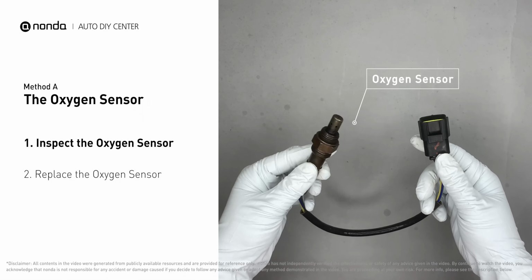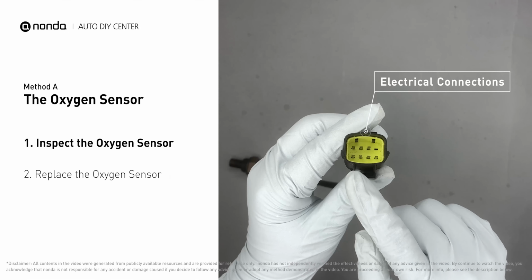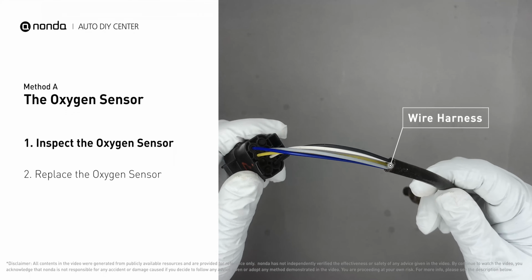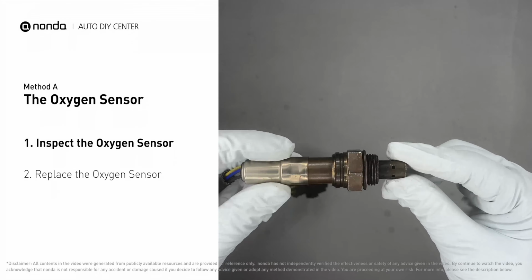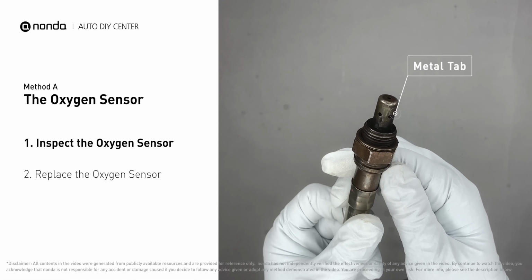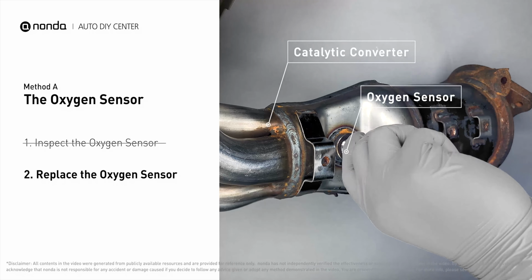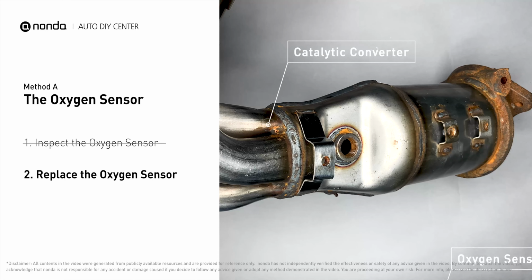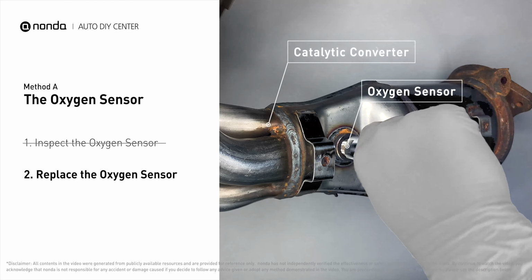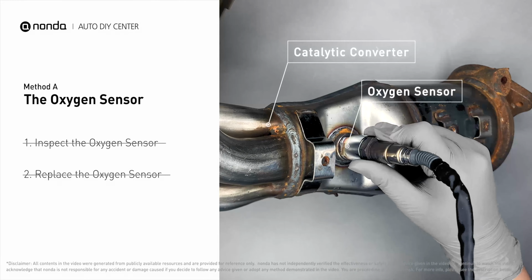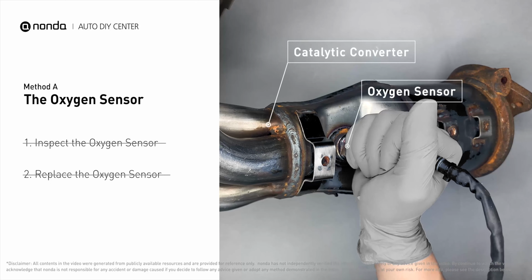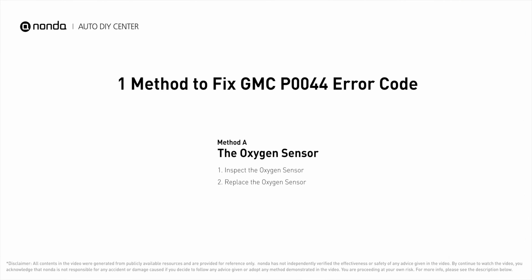Visually check the oxygen sensor's electrical connections, wire harness, and metal tabs for any damages. If damages are found, then replace the oxygen sensor. If there is no damage found on the oxygen sensor, you would need to take your car to consult professional mechanics. So here are one of the most practical solutions to fix GMC's P0044 error code.